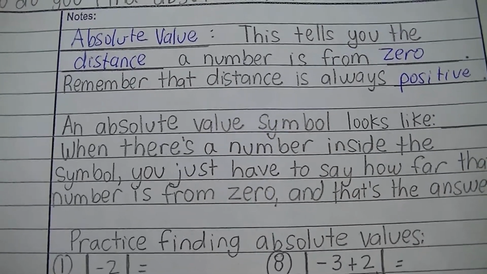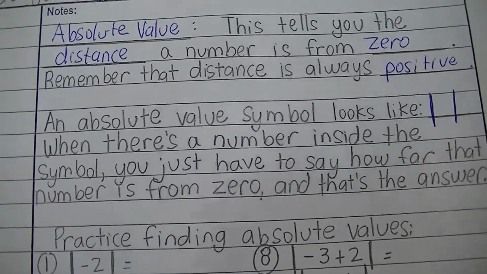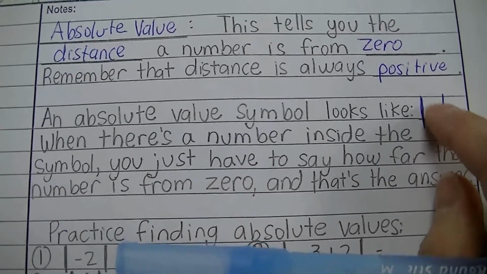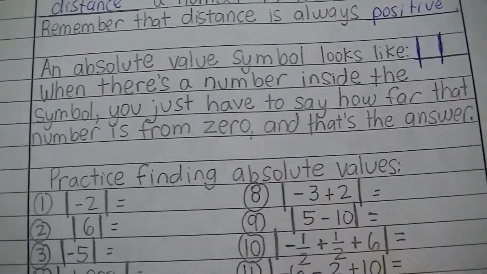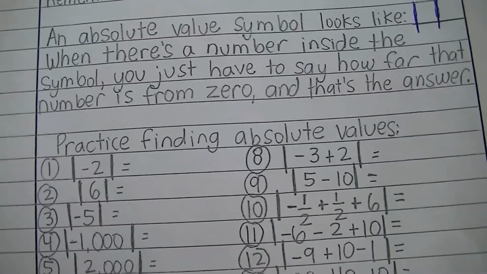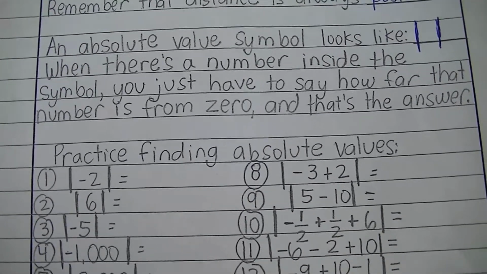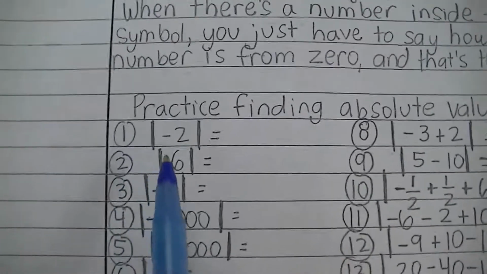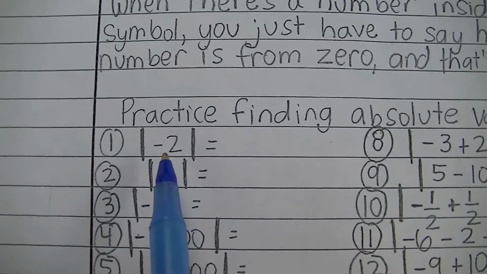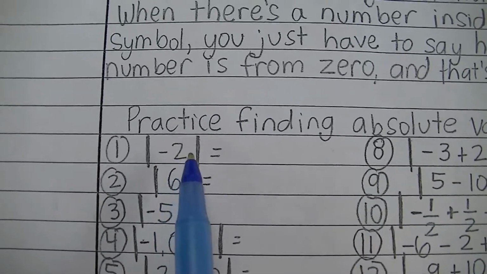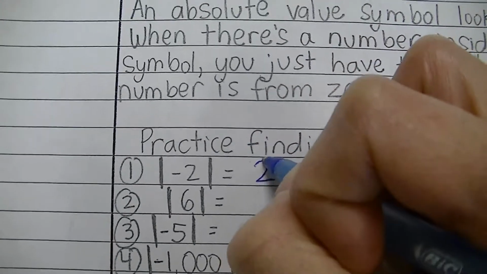An absolute value symbol looks like this. And you're going to have a number in there, okay? So that's the symbol. This is not an 11. When there's a number inside the symbol, you just have to say how far that number is from 0, and that's the answer. So you can picture a number line in your head, and picture where -2 is on the number line, and then count how many units -2 is away from 0. So the absolute value of -2 is just 2. It's 2 units away from 0.